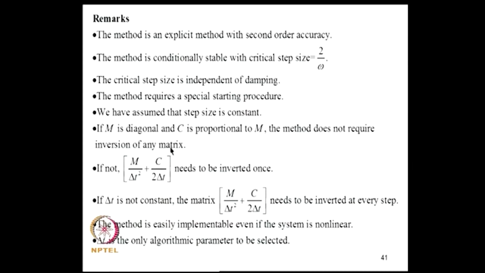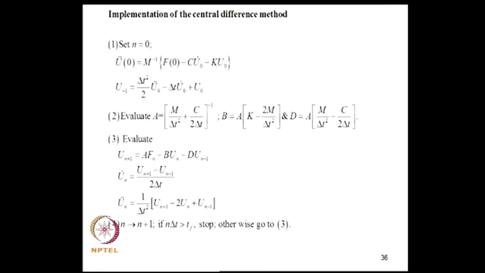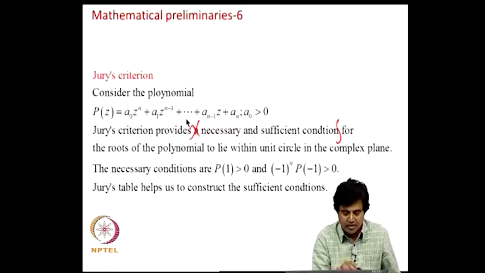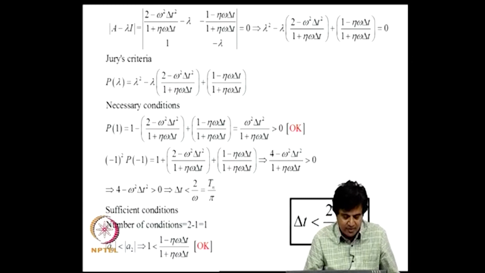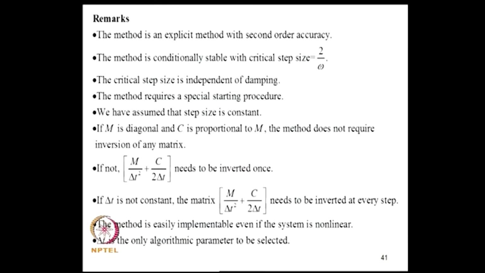Now, if M is diagonal and C is proportional to M, this matrix A will be a diagonal matrix. Therefore, the implementation of the method does not require inversion of any matrix. So, that is when you are dealing with a large system, that is something that we should take note of. It is also important to note that, with M diagonal and C proportional to M, the observation that the method does not require inversion of the matrix is not particularly significant if you are dealing with linear systems. If we are dealing with either multi-step methods or non-linear systems, this becomes an important observation.